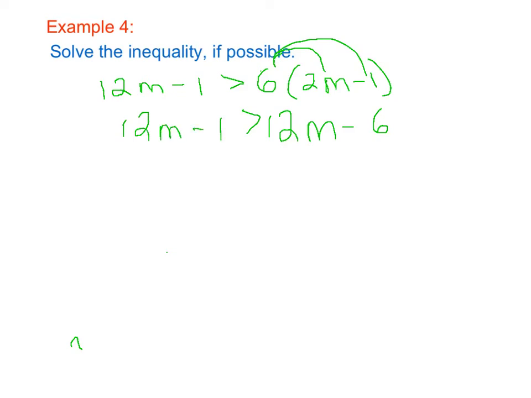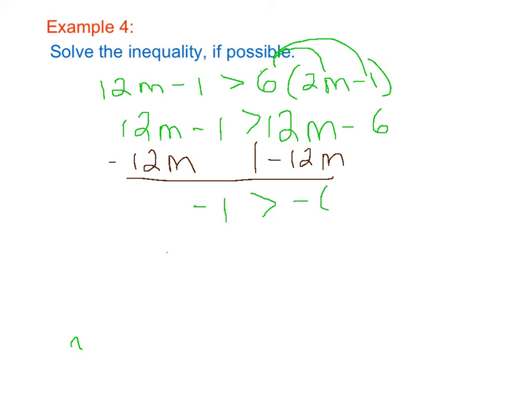And as we look at this, we've got variables on both sides. There's a 12m on both sides, so I'm going to get rid of that. Subtract 12m on the right, subtract 12m on the left. After we do that, we get a negative 1 on the left and a negative 6 on the right.